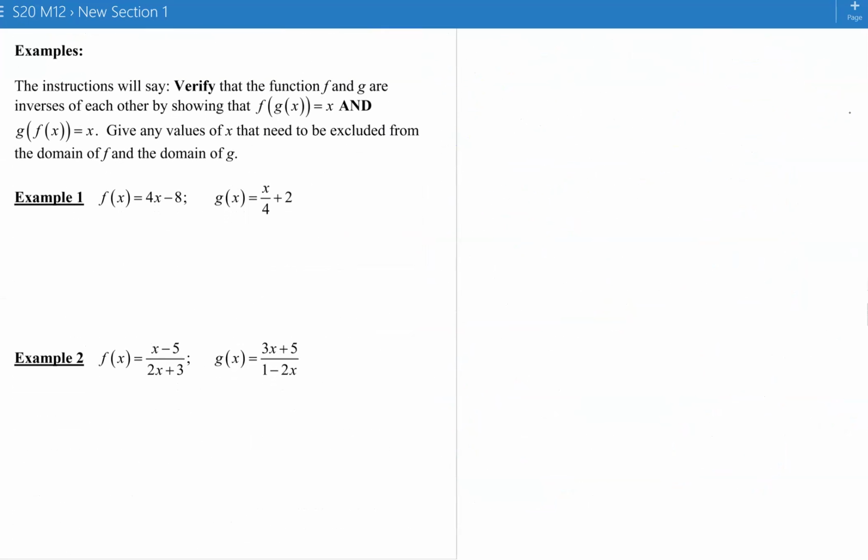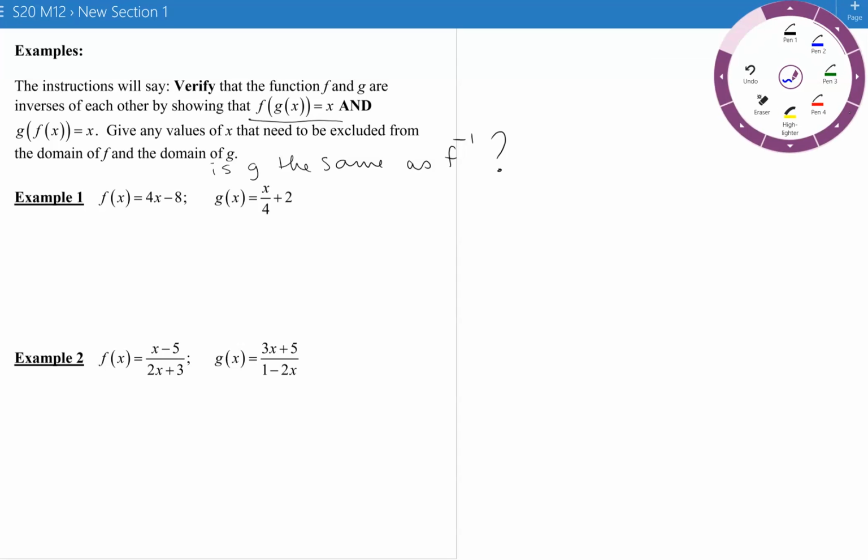Okay, so here's some examples where your task is to verify that these two functions given are inverses of each other. So the question is, is g the same as f inverse? And you test that by doing what we were just looking at, and you compose the two functions and see if indeed you get back to the x that you started with. So this would be one of the many reasons we studied composition of functions not that long ago.